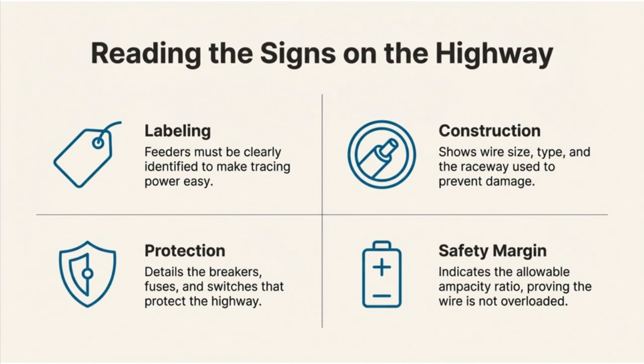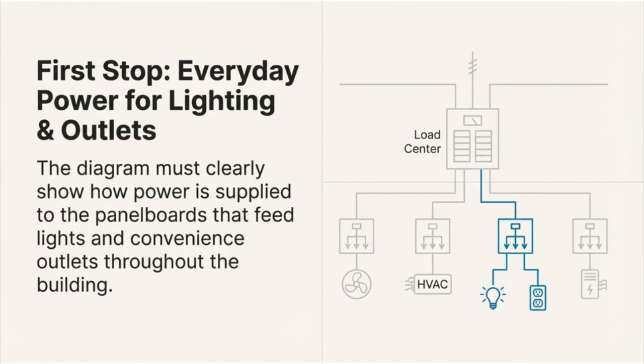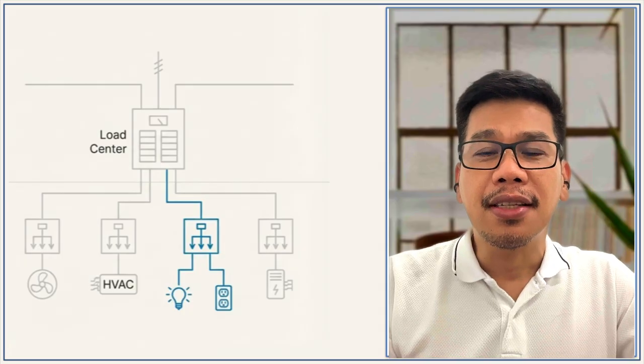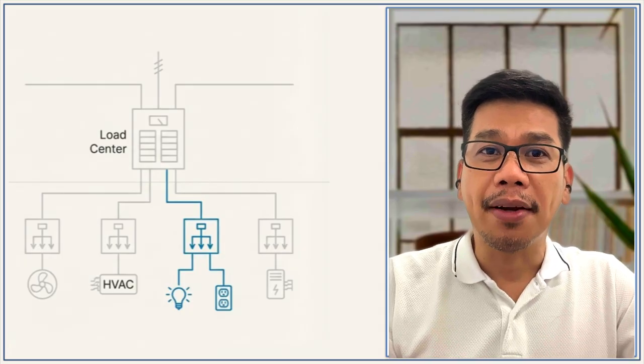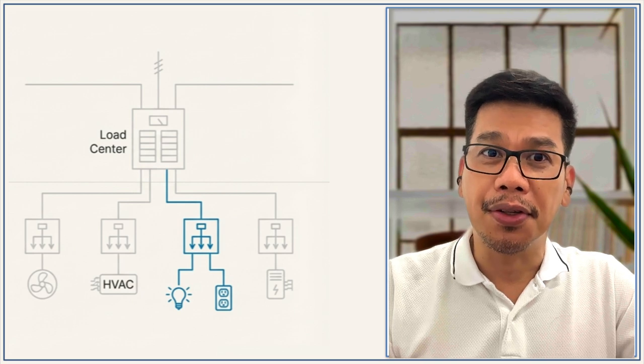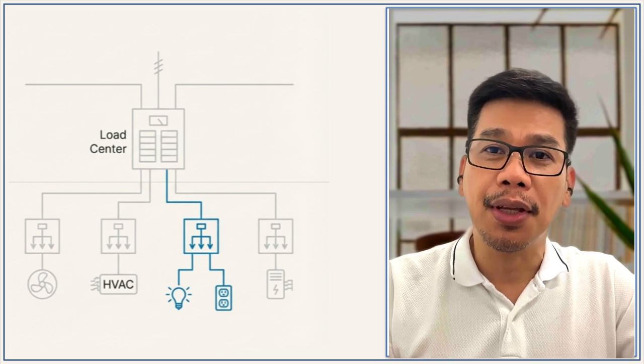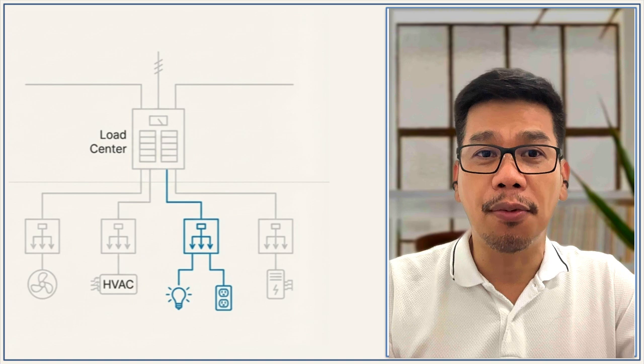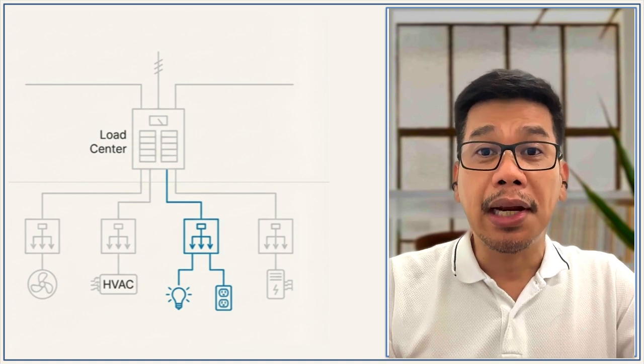Dapat kasi meron tayong allowance based on what the PEC declared. Okay? The one-line diagram must also include lighting and receptacle loads. These are connected through panel boards and branch circuits. Even though these loads are smaller compared to motors, they are numerous and must be properly distributed to avoid imbalance and overloading. Ito yung everyday load pa.